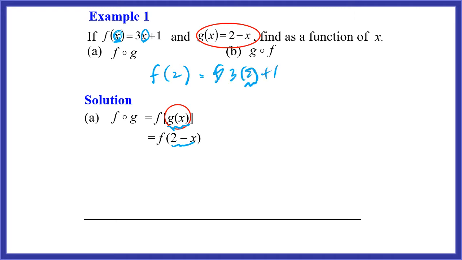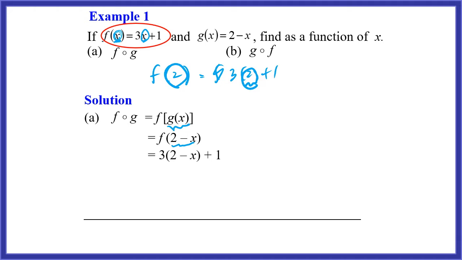So we need to replace the input here. f of 2 minus x will be 3 multiplied by 2 minus x, plus 1. Not x already, but we have to replace the x with 2 minus x. So simplify everything. We have 6 minus 3x plus 1, which is 7 minus 3x.